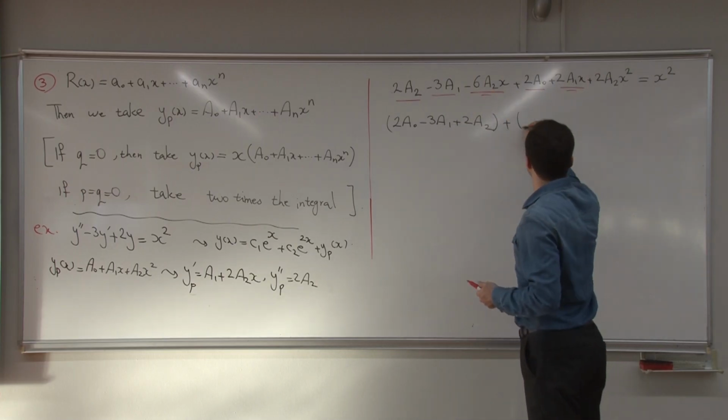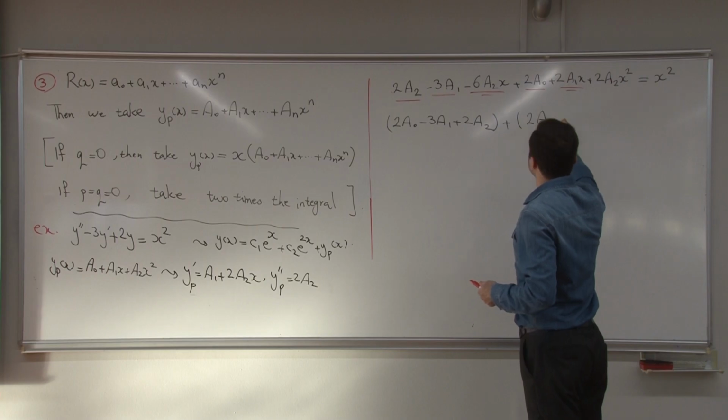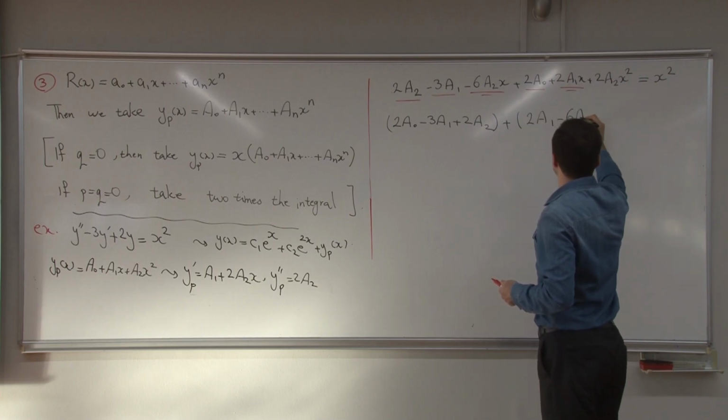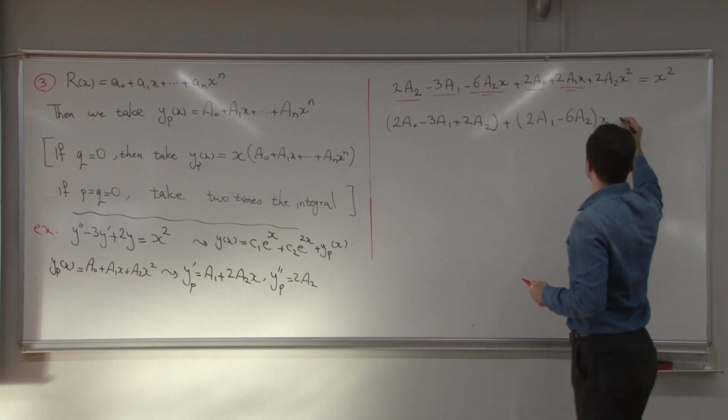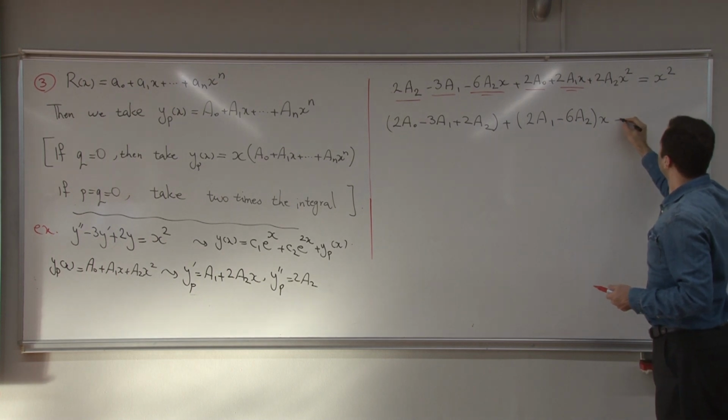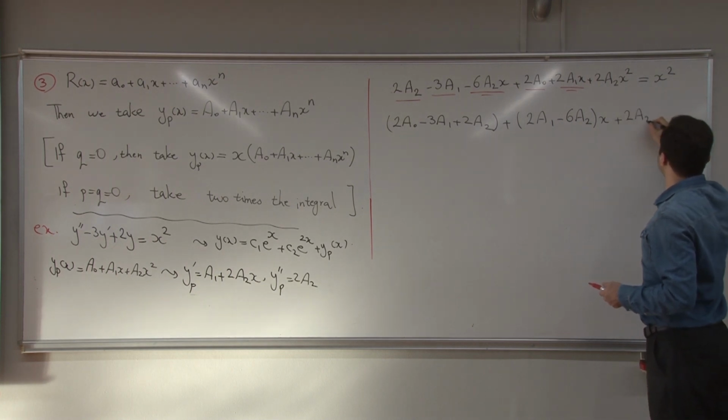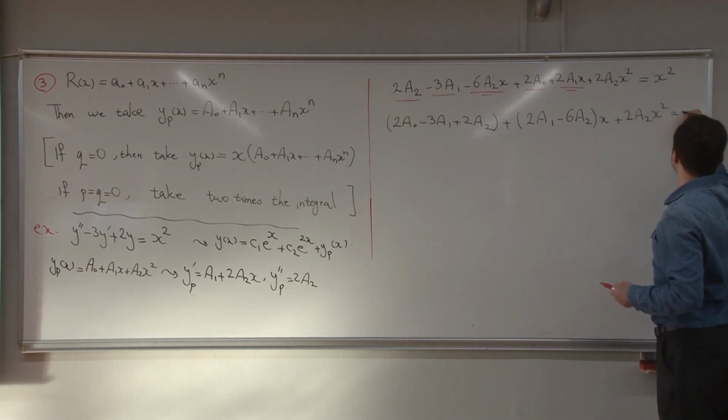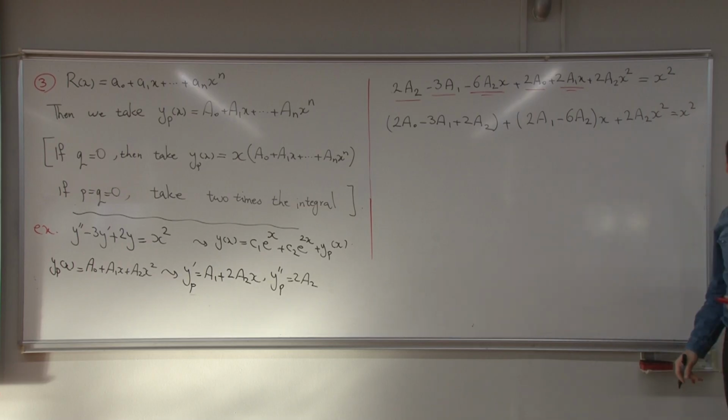This is going to be 2a1 minus 6a2x plus 2a2x2 equal to x to the power of 2. Okay?